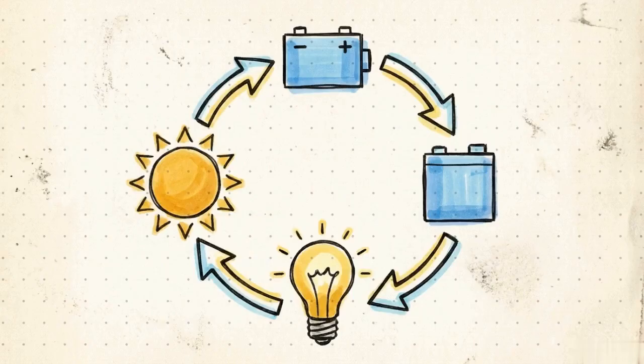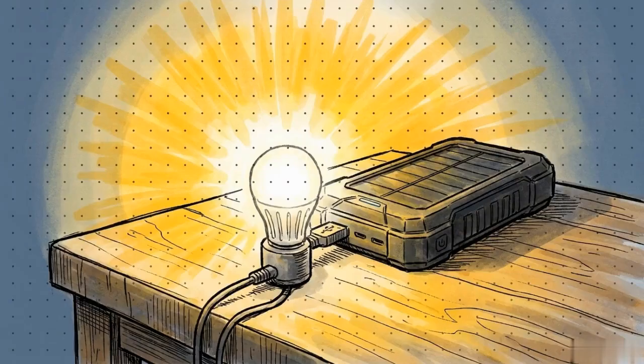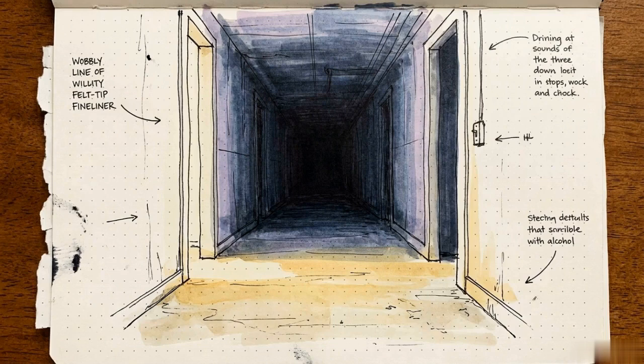A self-sufficient system relies on a closed loop. It stores solar radiation in lithium cells during the day to power LED bulbs when night falls. But a bare LED bulb scatters light rays in every direction. That wide dispersion reduces how far the light actually penetrates into the surroundings.